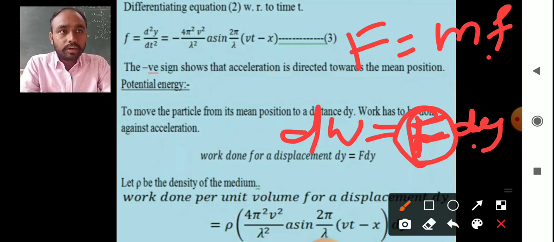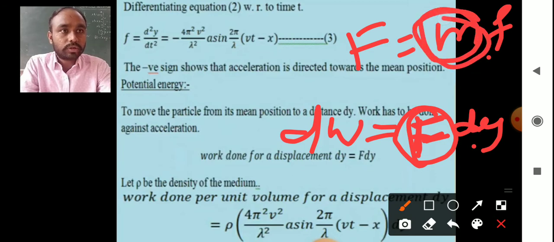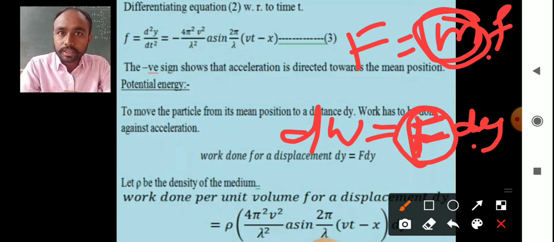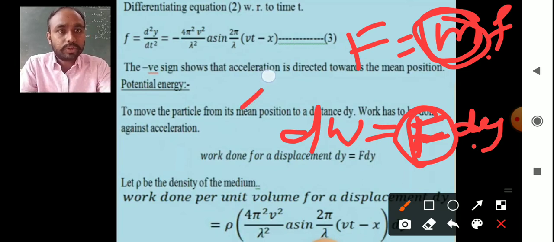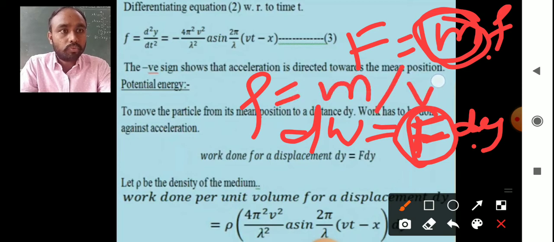But again this mass we have to write in terms of density. We don't want m here. We know the density of the medium, but we don't know the mass of each and every particle. So therefore we have to express that mass in terms of density. So what is the relation between mass and density? Obviously everybody knows rho is equal to m by V, mass per unit volume. Density is nothing but mass per unit volume.